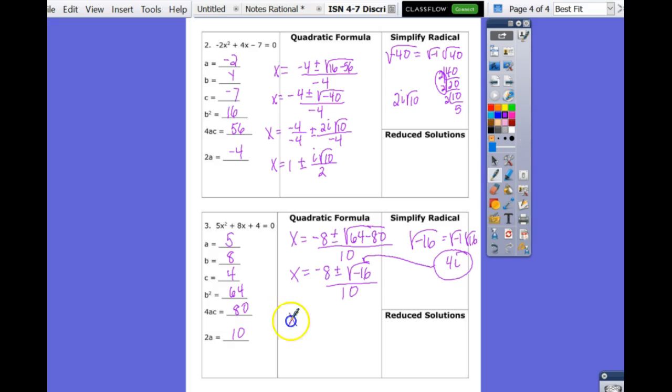So when I do that, I'm also going to separate the two sides so I can reduce. So I'm going to have negative 8 over 10 plus or minus 4i over 10. So when you reduce negative 8 over 10, what do we get? Negative 4/5 plus or minus. And I reduce the 4 over 10. You get 2i over 5.